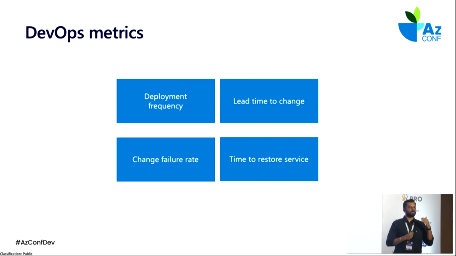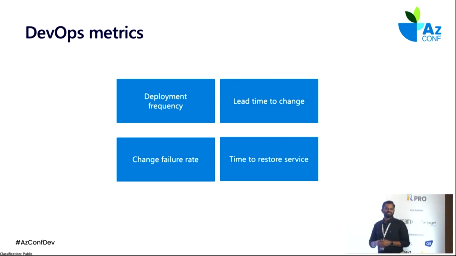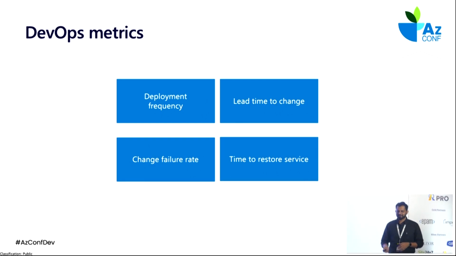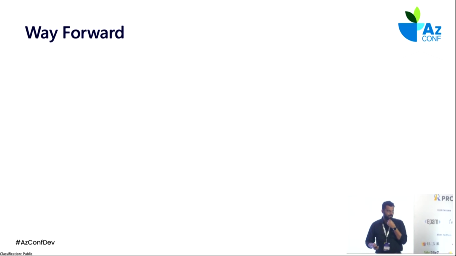Half the time, once the incident comes in, people realize they don't have access to that system, right? When we say, go and look into this, they say, no, I don't have access to the system, right? So those all contribute to this particular metric, right? So what's our way forward?